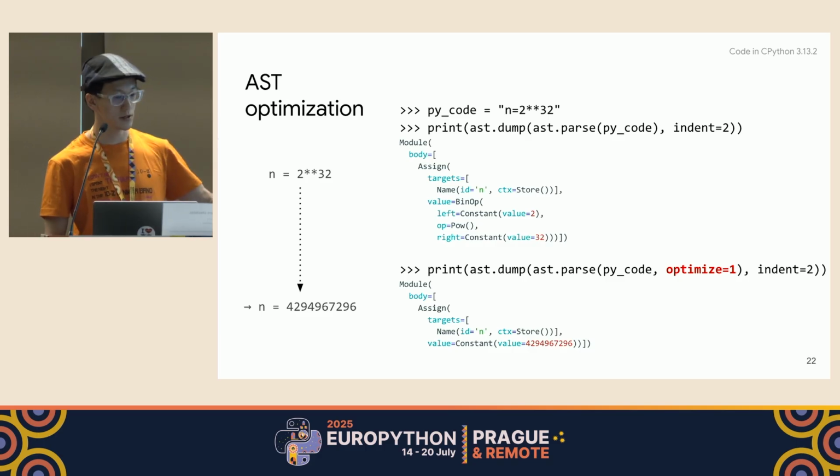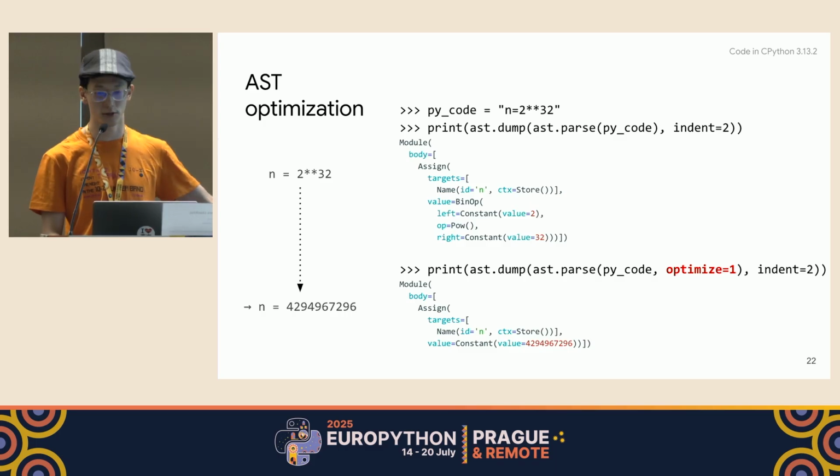In this case, you can see we have the power operation here, and when we do the optimization step in AST, it generates another tree that is already optimized.